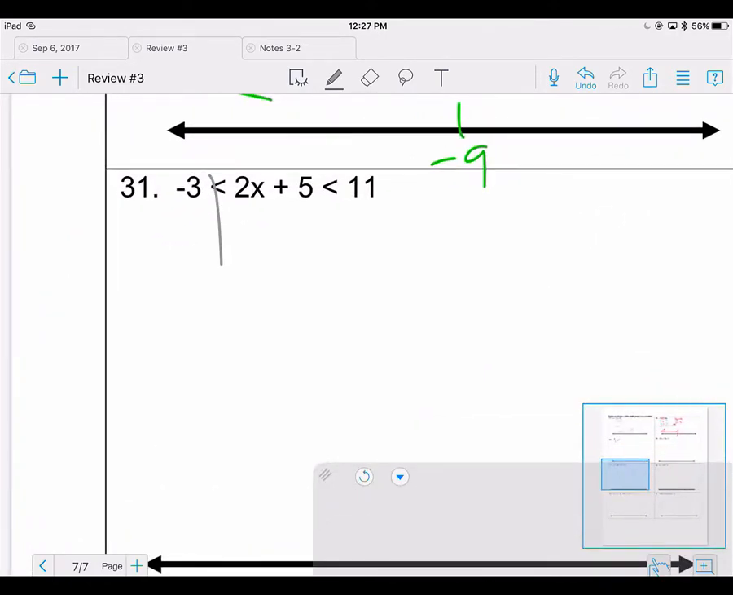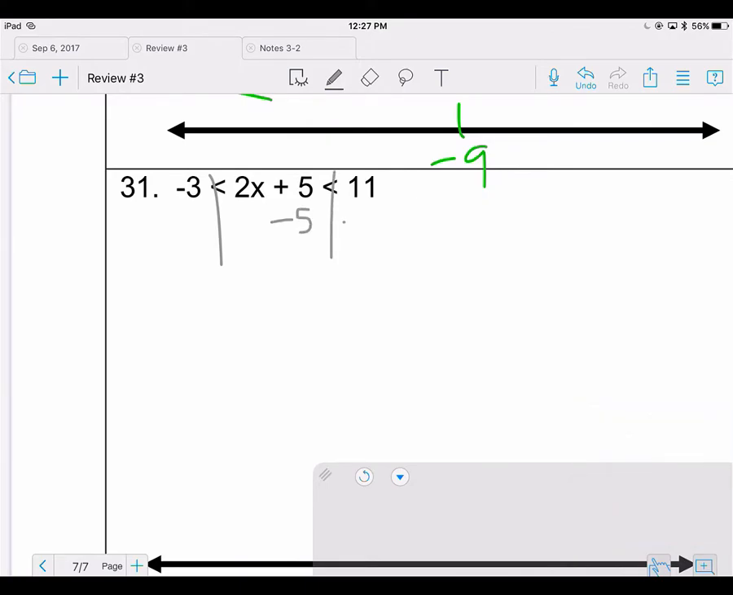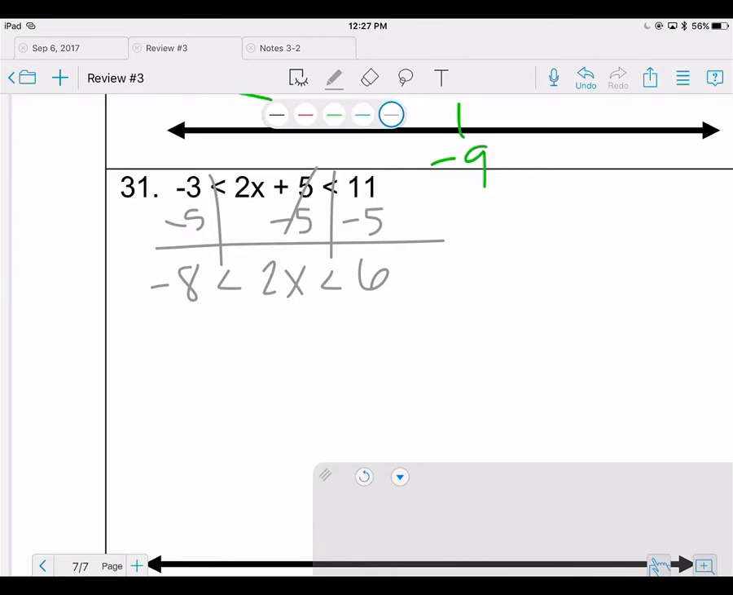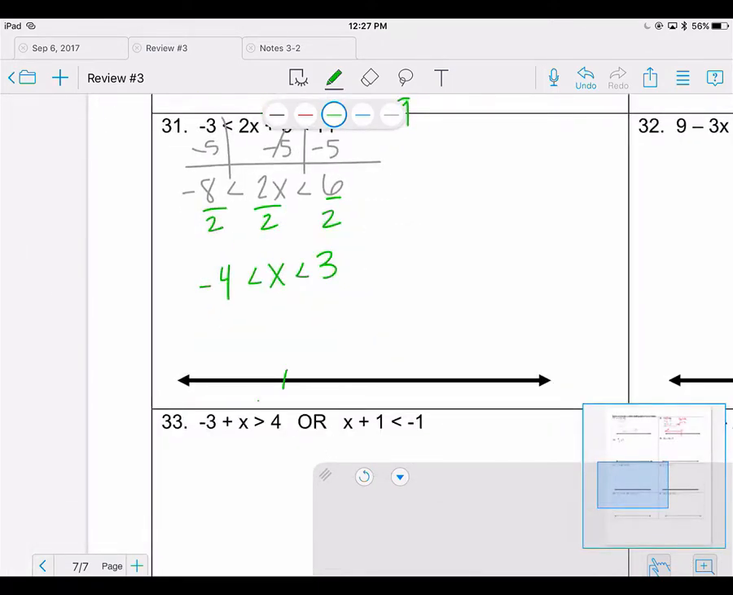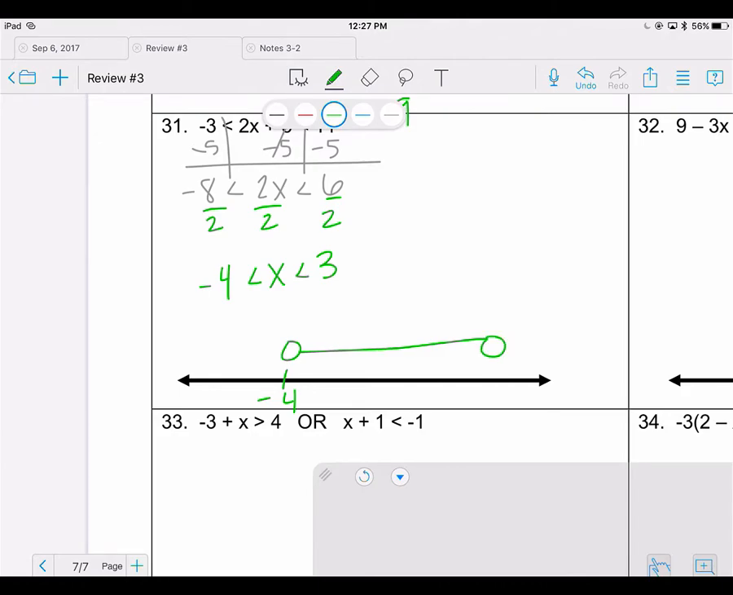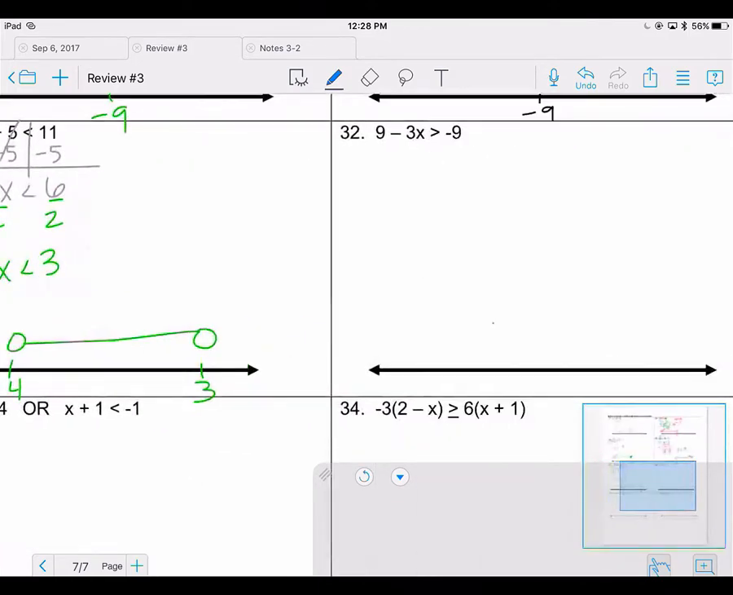31 is an and inequality, meaning whatever I do to the middle to solve for x, I have to do to both of the sides. So -8 is less than 2x is less than 6. Divide all three pieces by 2 and get -4 is less than x, which is less than 3. Both of these are open bubbles, and x is between them. That's why it's an and inequality. So x is between -4 and 3.